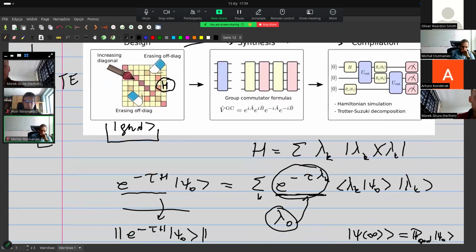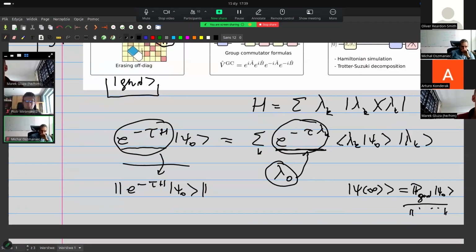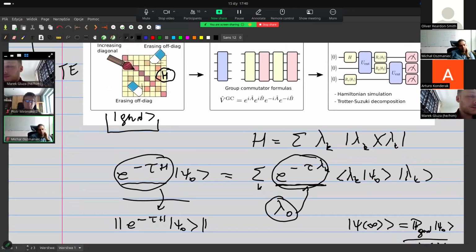The problem with this is the question: how do you implement this operator in nature? I can talk about this philosophically for an hour, but basically you cannot do it easily, because if you could, you would be solving hard optimization problems, since the Hamiltonian could be encoding some cost function for max cut or something like this.